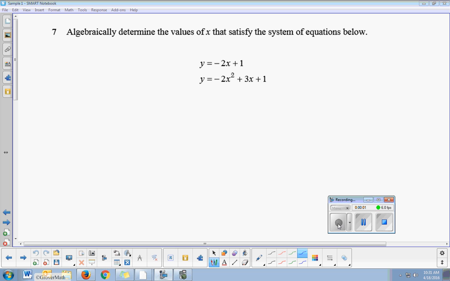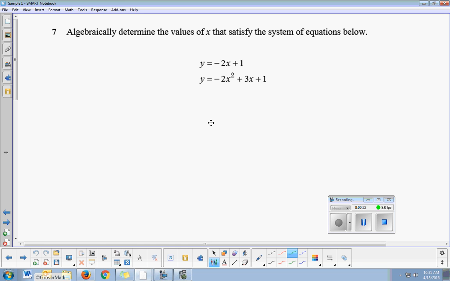Algebra 2, state sample question number 7. Algebraically, determine the values of x that satisfy the system of equations below. This might be the easiest state sample question we have. That's saying a lot, a lot of them are very, very challenging. This one's really not too bad.